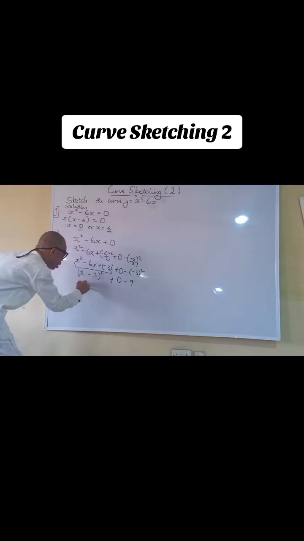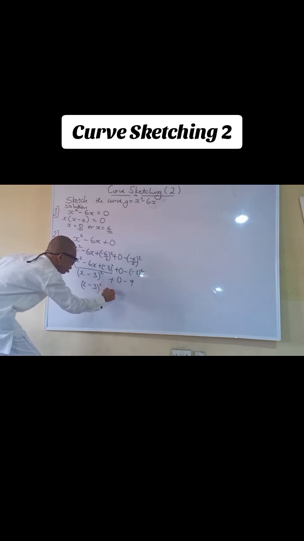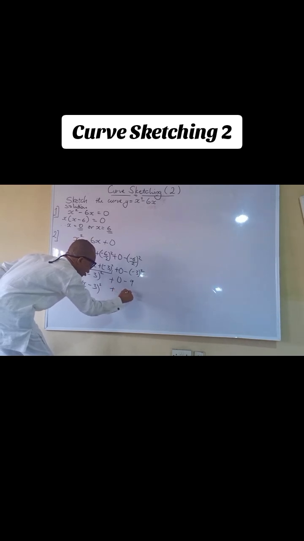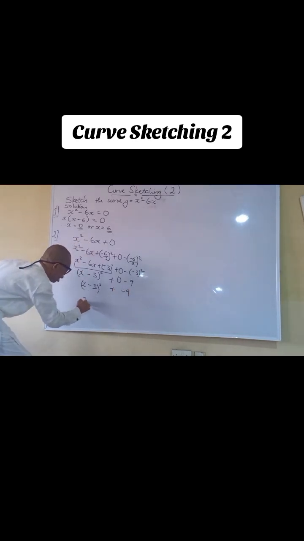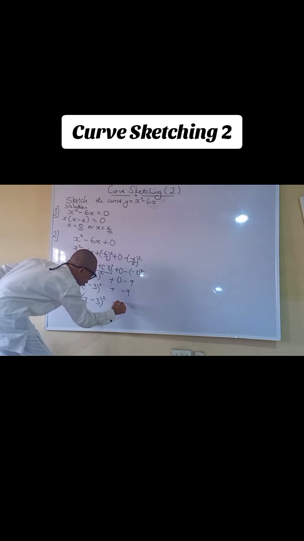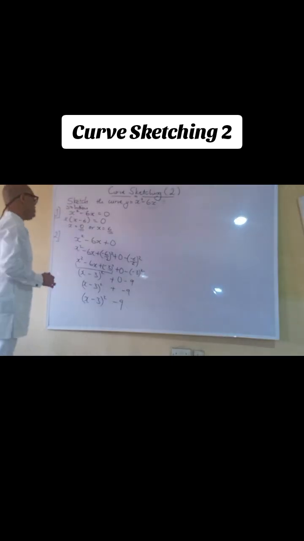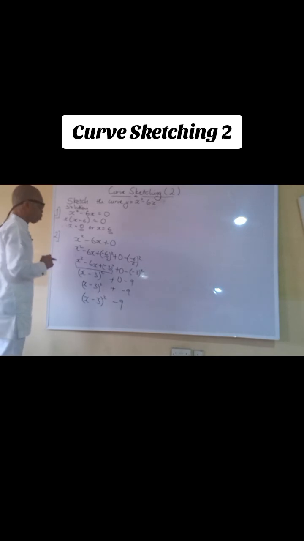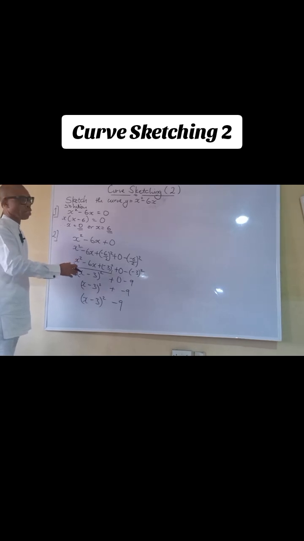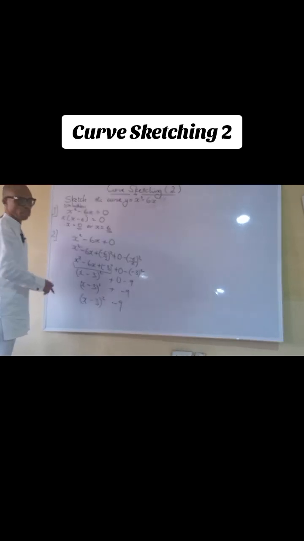So this will give me (x minus 3) squared, 0 minus 9, that is plus minus 9. And this is the same as (x minus 3) squared minus 9. Here we are done with the method. We are done with step 2, which is actually the final step. Now the next thing to do is to put it in the form of a graph.